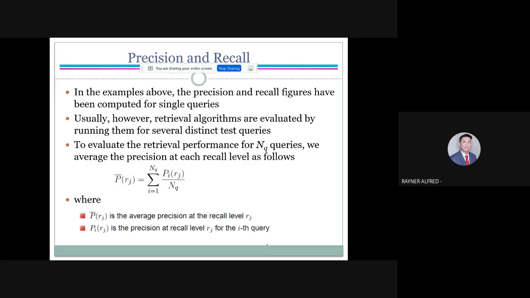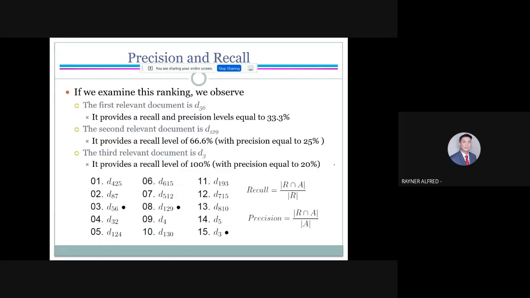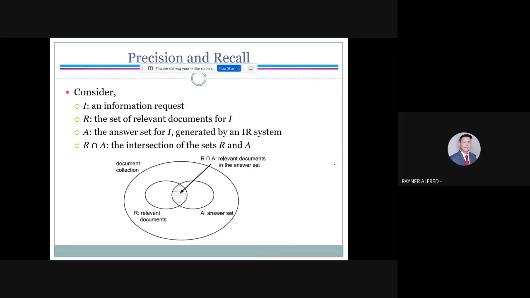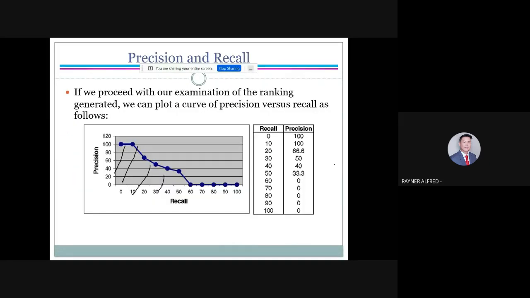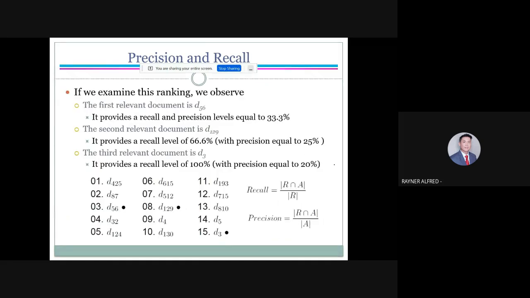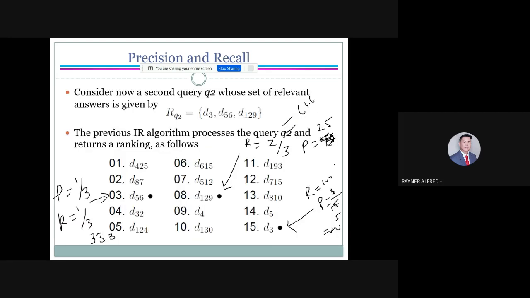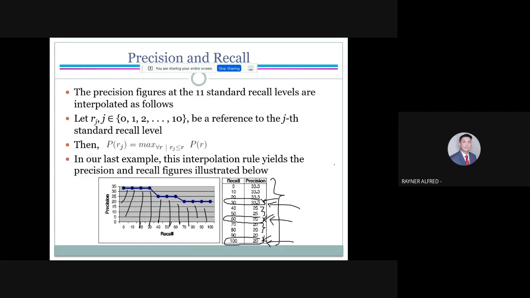So for us to evaluate the system, if you look at query 1 here, query 1 will give you this, and query 2 will give you this. If we have 10 queries, that means we need to take the average of all the 10 in order to evaluate the performance of the system that we have. If we only have one query, which is this one, then we use this one. If we have two queries, the first one and this one, we need to take the average.